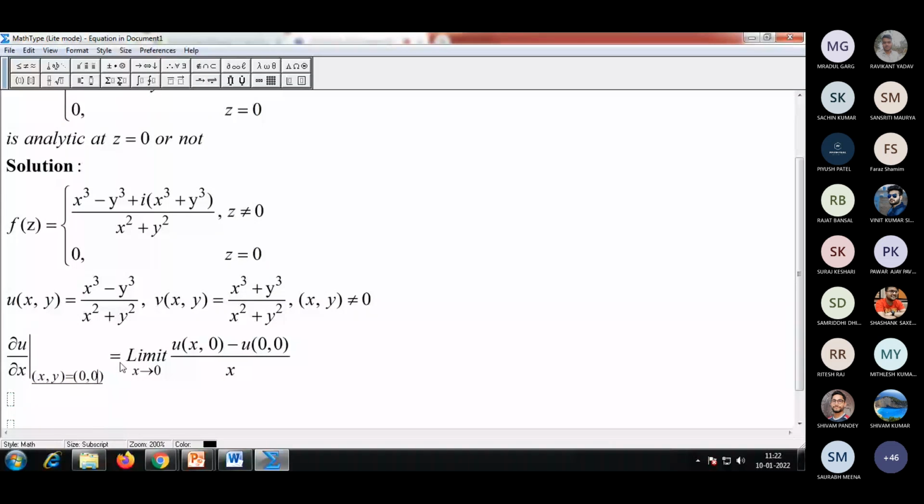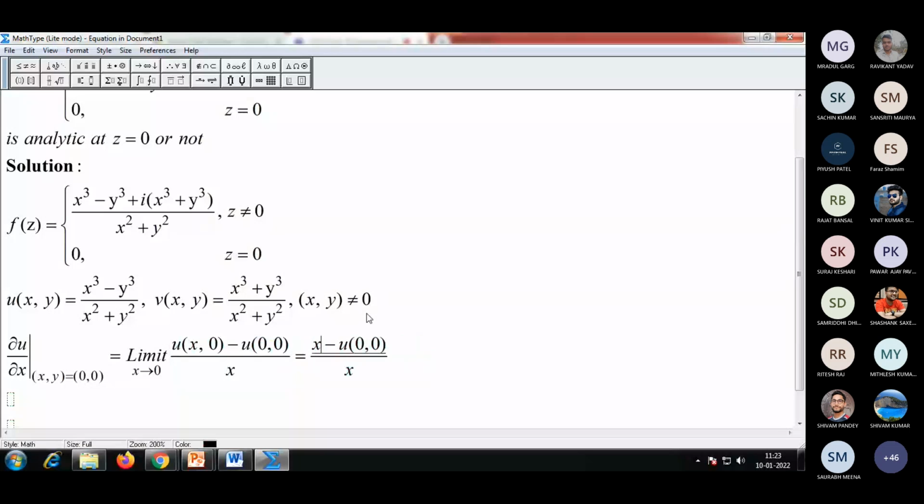Now this is equal to u(x, 0). So when u(x, 0) means what? That x and y both are not 0, so this is not 0. It means in this case we will use this value of u, and we will use x equal to x and y is 0. So x cube divided by x square, that will come simply x. Here this value will become x.